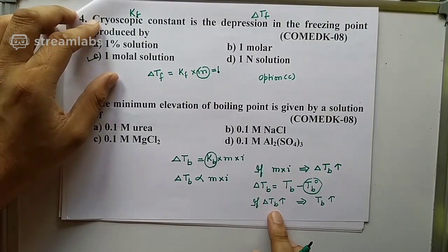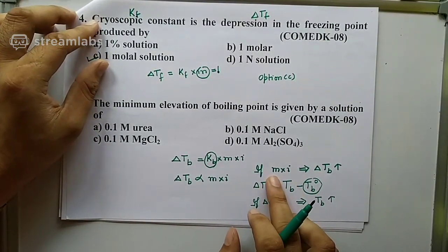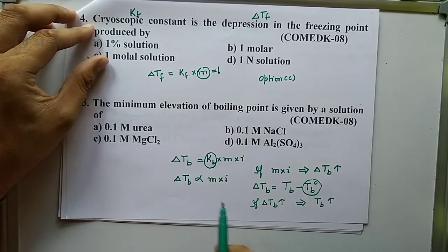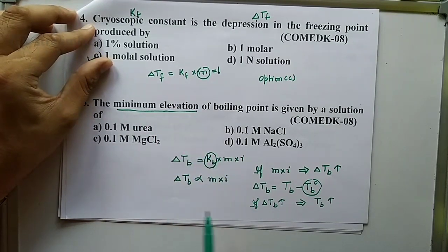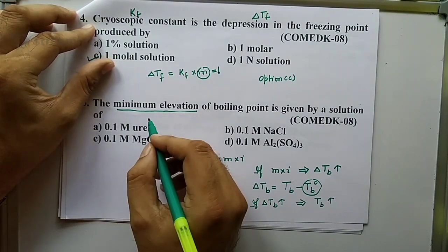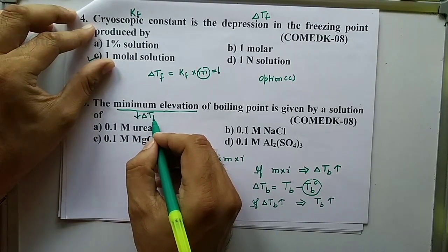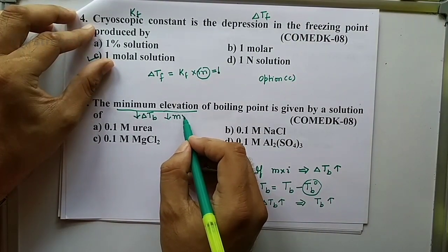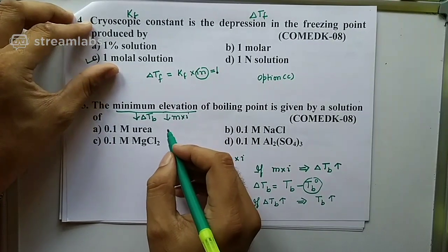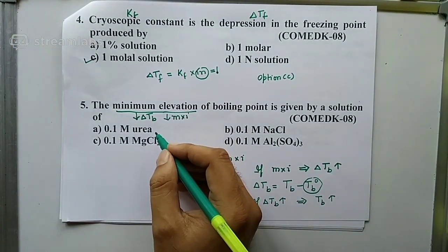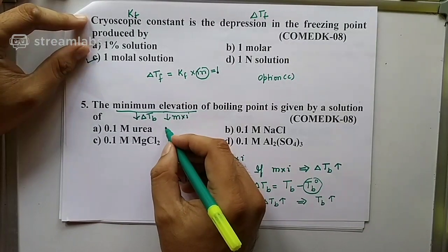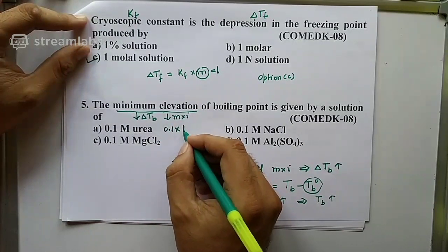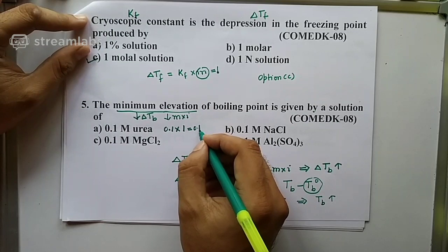Now this delta TB depends upon the M into I product, where M is molality, but here it is given as molarity, so you can take it as that. They are asking which has the minimum elevation in boiling point, so we have to search for the minimum delta TB value. That will give you the answer. Minimum delta TB means I have to search for the minimum M into I product. We can roughly take molarity. So for urea it is 0.1 multiplied by the I factor, which is 1 because it is not dissociating. So this is equal to 0.1.